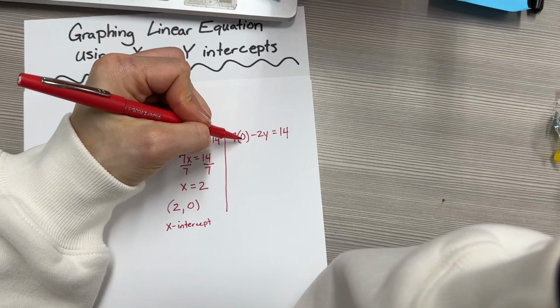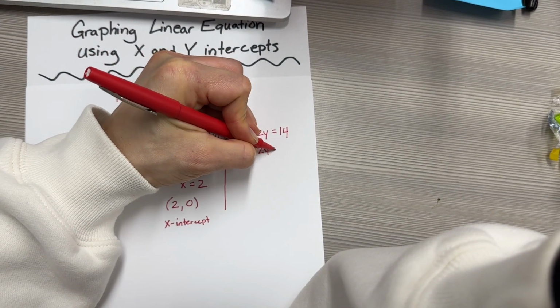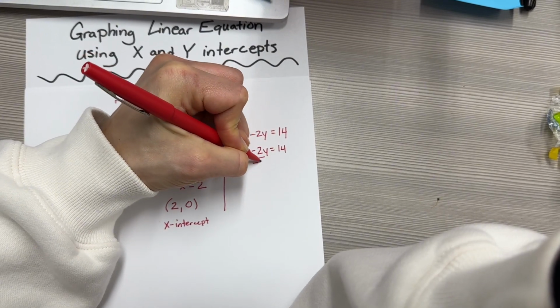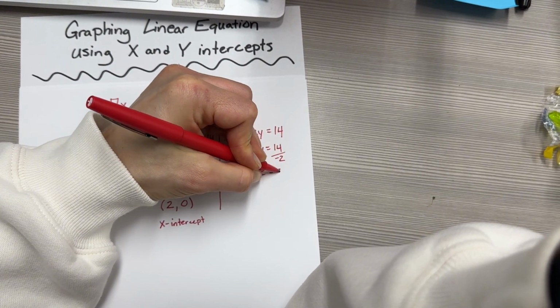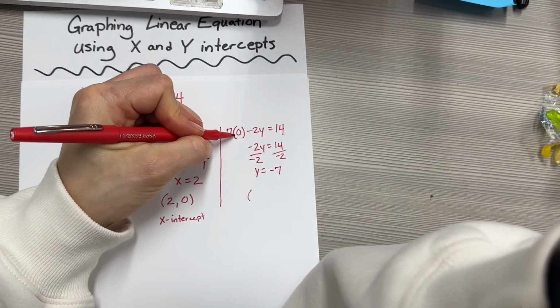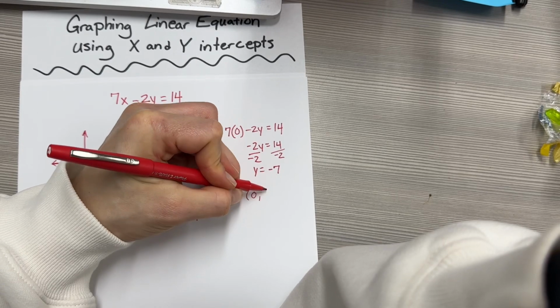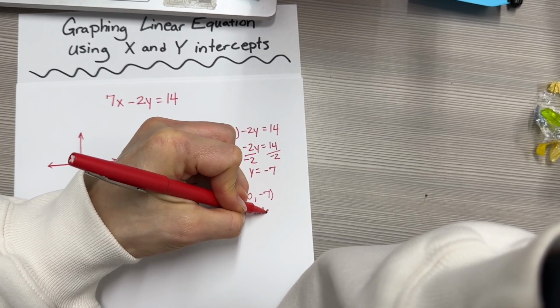Second one, 7 times 0 is 0. So that means all we have left is the -2y equals 14. Divide both sides by that -2. Y is equal to -7, 14 divided by -2. Okay, ordered pair, this time our x was 0, and our y is -7. So this is our y-intercept.